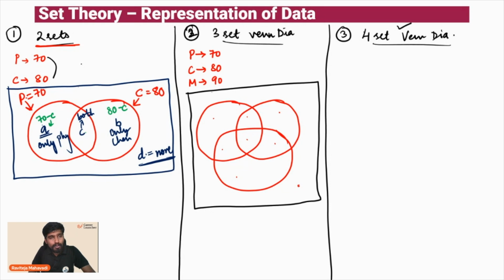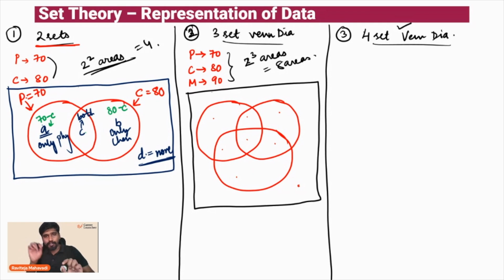So if there are two sets, there are two square areas, 4 areas. And if there are three sets, there will be two cube areas. That means there are 8 areas, and these are the 8 areas that are there. And how I go about the nomenclature is, again, A, B, C in that order. A, B, C are only one. That means this is only physics, B is only chemistry, and C is only math, right?